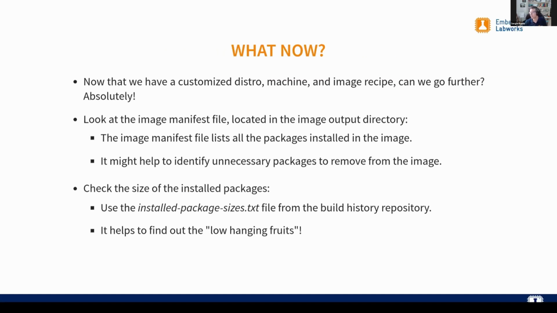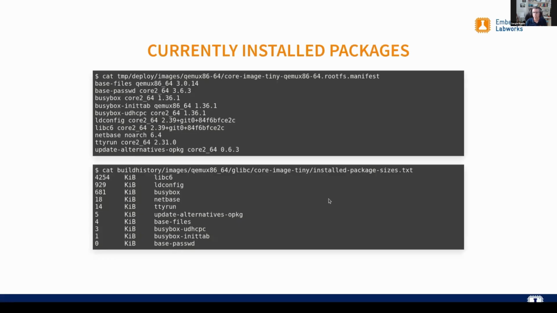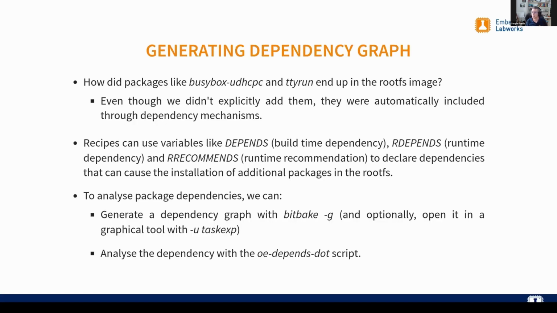I mean, we created a custom distro, a custom machine, a custom image recipe. Yes, we can. We can, for example, inspect the manifest file, the packages installed, and see what we have there. Can we remove something from here? I don't know. I mean, we will need to understand, for example, what is this ttyrun package? I didn't install it. Why is it there? Because of dependencies, right? So it goes to the image, not only the packages that you select, but also the dependencies from those packages, right? So you have, for example, recipes that depend on other stuff, and then the dependencies are installed as well.